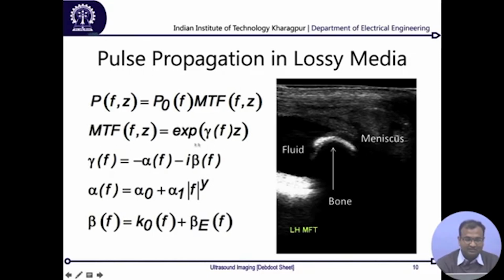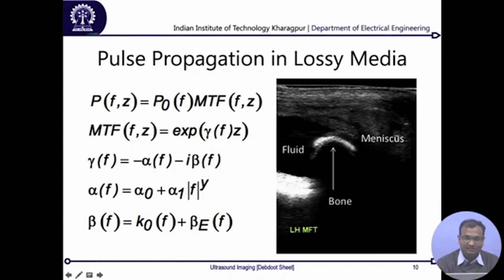Now, that gets defined something like this: this MTF is basically e power of the factor gamma f times the distance from the transducer, and gamma f is again a complex quantity which is minus alpha f minus i times beta f, and alpha f is again dependent on a constant factor alpha naught, which is a property of this mass of tissue through which it is going.